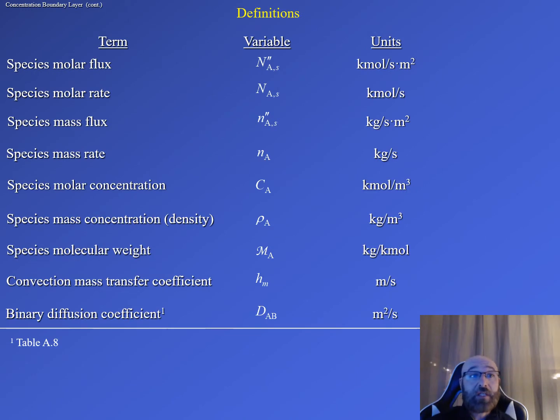So taking a look at table A8 in our textbook, I want to go over some of the definitions. So we have our terms on the left, related variable, and the units.